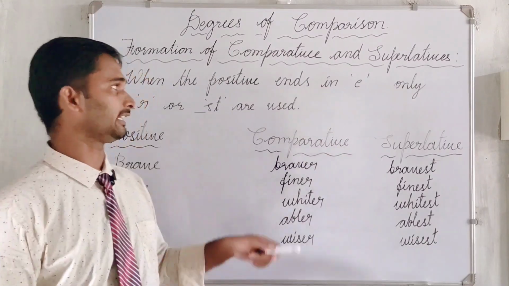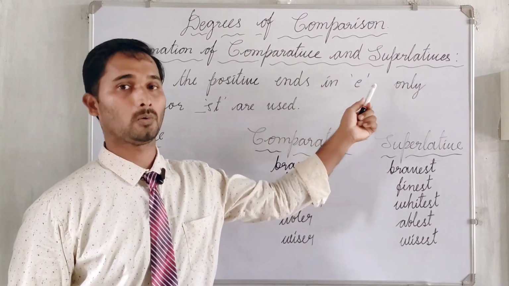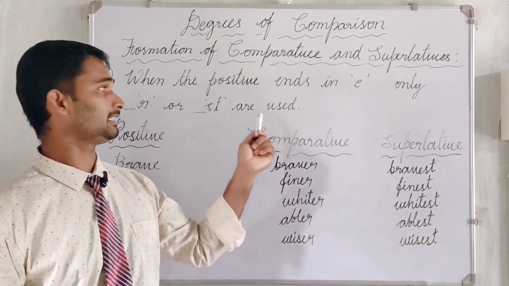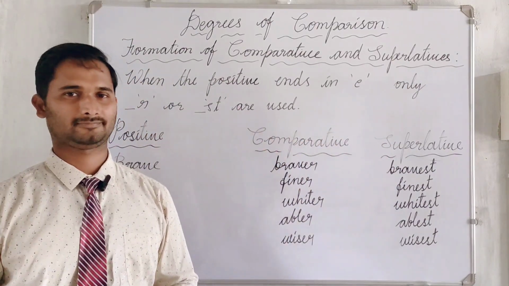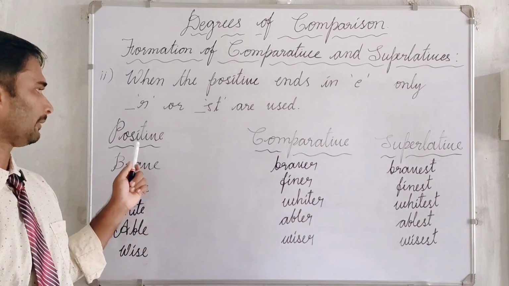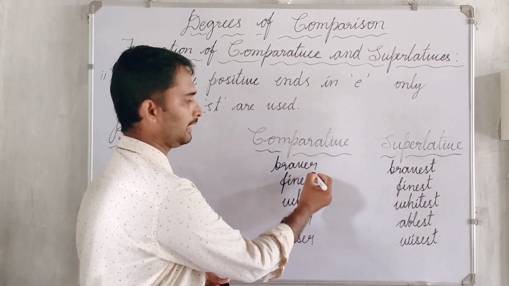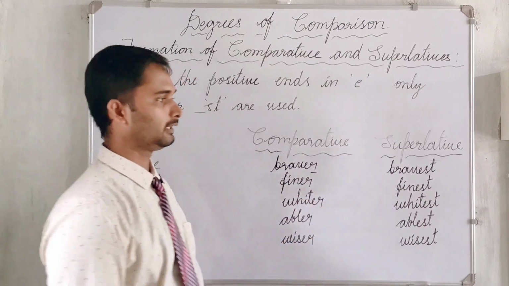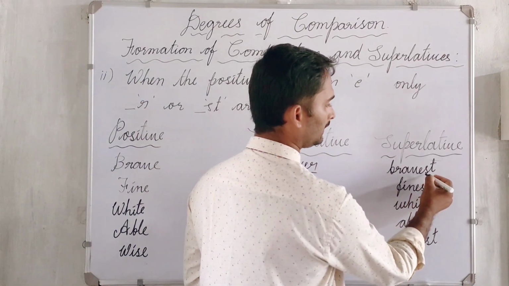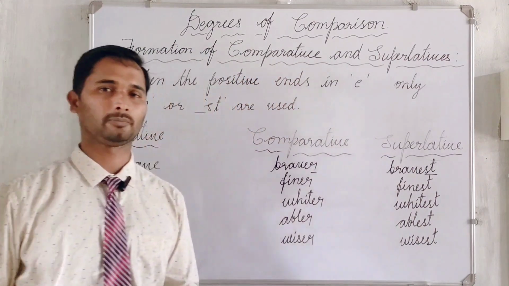When a positive adjective ends in e, only r or st are used. Some examples. Positive, brave, braver. Only r is used in the comparative form. The bravest. St only is used to form the superlative degree.